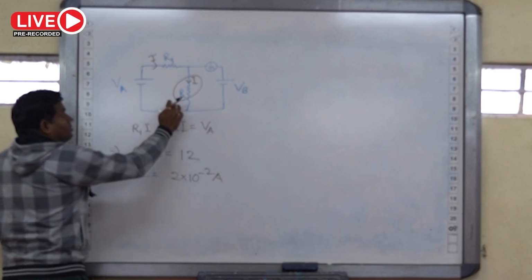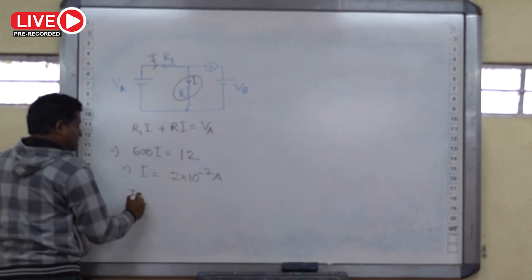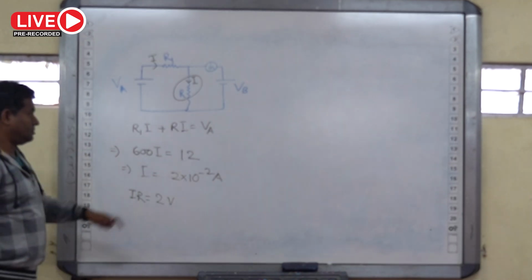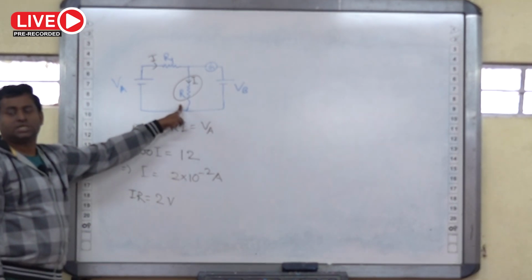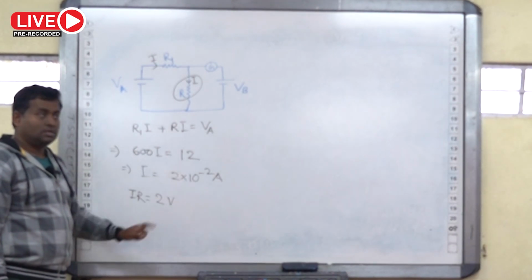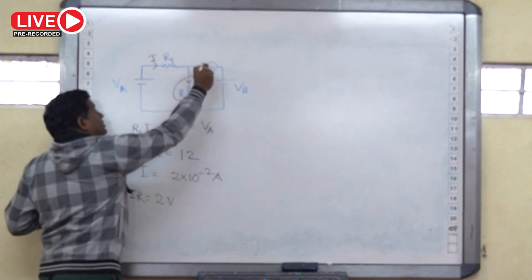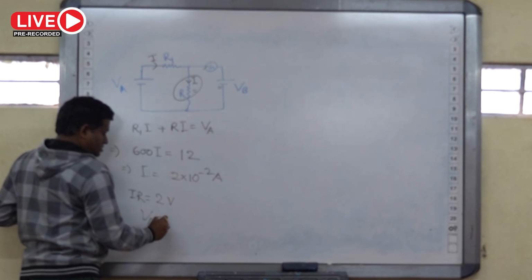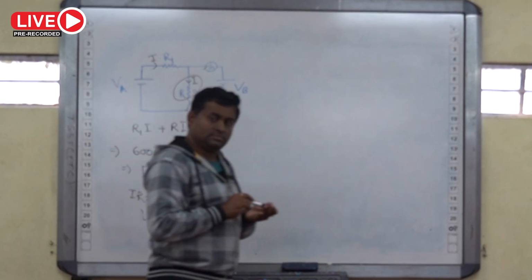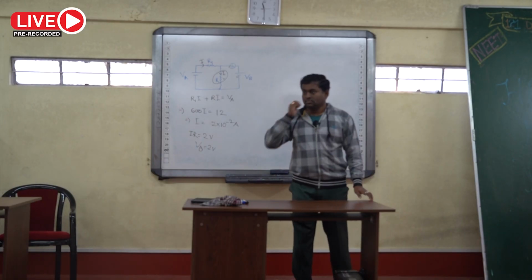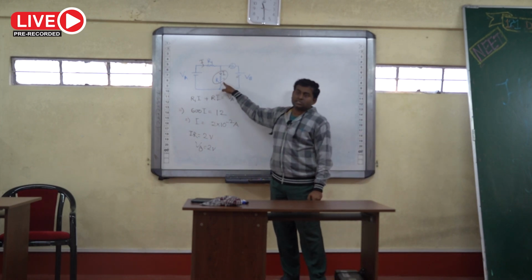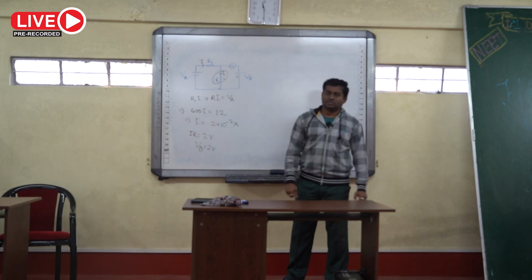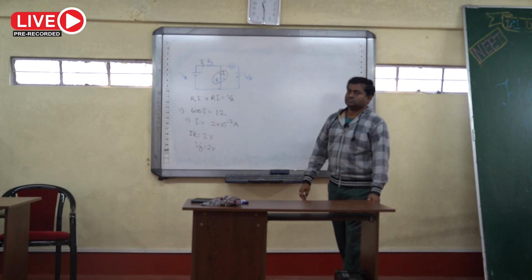Now the potential difference across this one will be IR. That will be 2 volt, because I is 2 into 10 to the power minus 2 and R is 100, that is 10 to the power 2, so it will be 2 volt. Now, current through this will be 0 only when this voltage and this voltage are equal. So VB is also 2 volt. If this battery's potential and the potential across this resistor are equal, then no current will flow through the galvanometer.